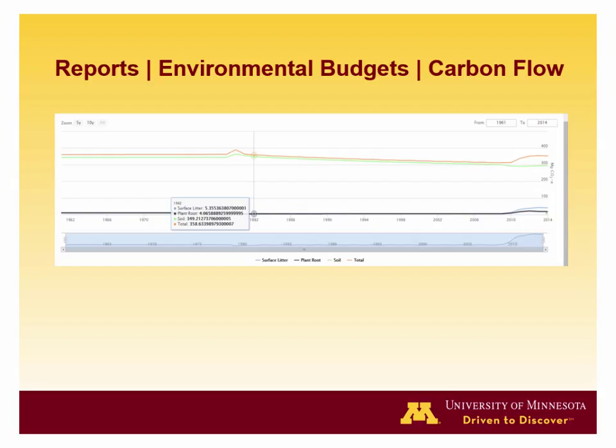So we have the enterprise budgeting cash flow, and we have the environmental budget carbon flow. The way we've built the tool is that you get both reports. You can't just get the environmental report because the economics matter, and you can't just get the economic report because the environment matters. So you get economic budgets and environmental budgets, and you can use both sets of information to then make decisions about land management.